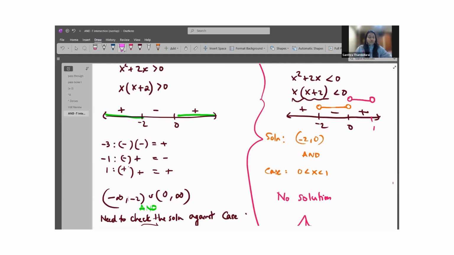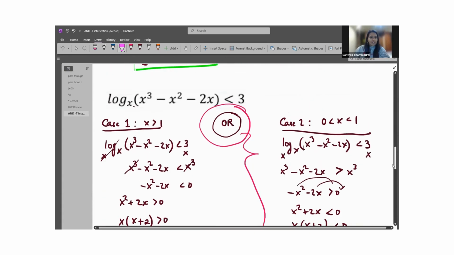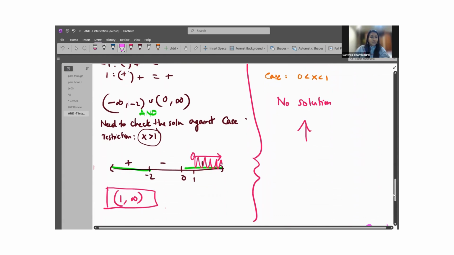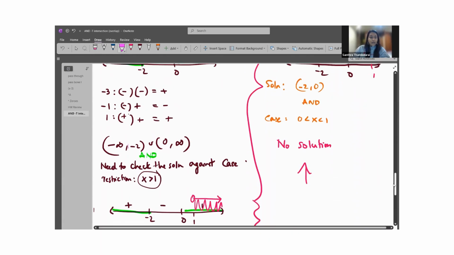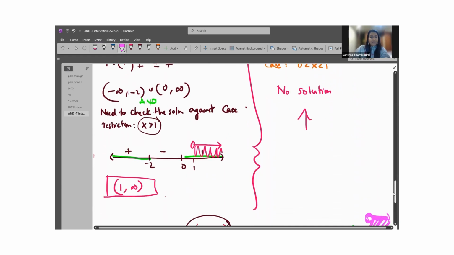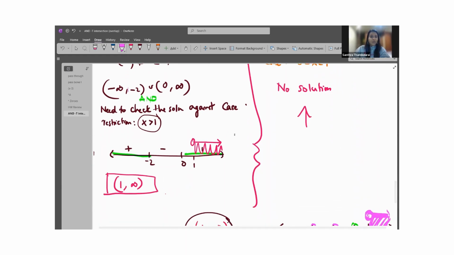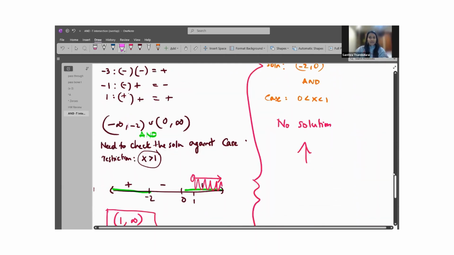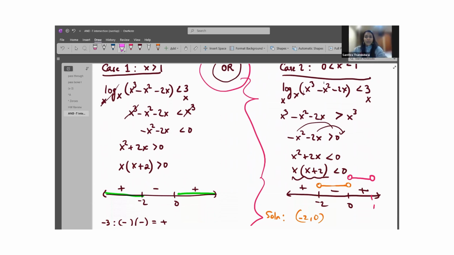Now, the solution to that is, before you even move on to case 2, what you need to do is, you need to compare your solution and combine that with the case restriction with an and, okay? So the case restriction was x is greater than 1. This is my solution, which I have put here, negative infinity to -2, and then 0 to infinity. Combine that with my case restriction, x is greater than 1. I'm combining those two using an and, so I'm going to get 1 comma infinity. Okay?